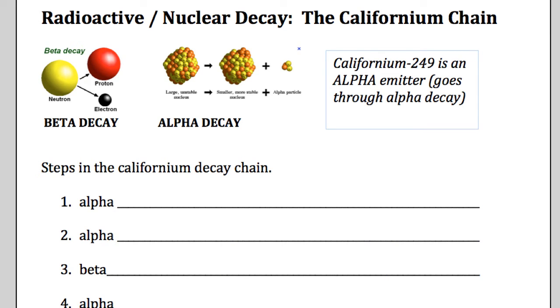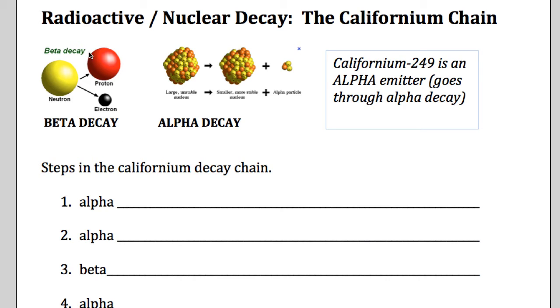Okay, in this video I'm going to show you how to write nuclear decay equations to represent the process of unstable atoms falling apart. There's two general ways this happens. You can have a large nucleus that will break off a little alpha particle, which as we know is 2 protons and 2 neutrons, leaving behind some slightly smaller and somewhat more stable nucleus.